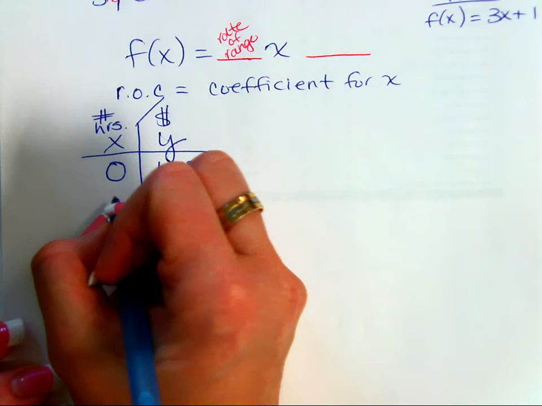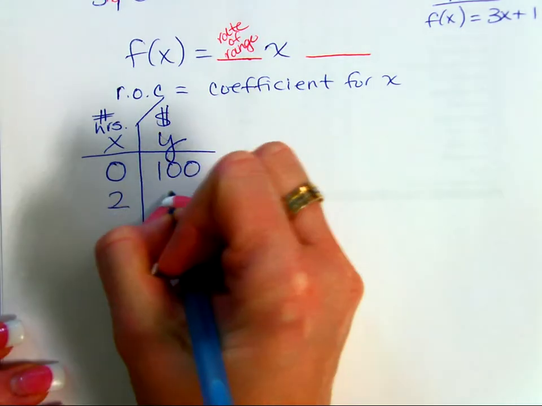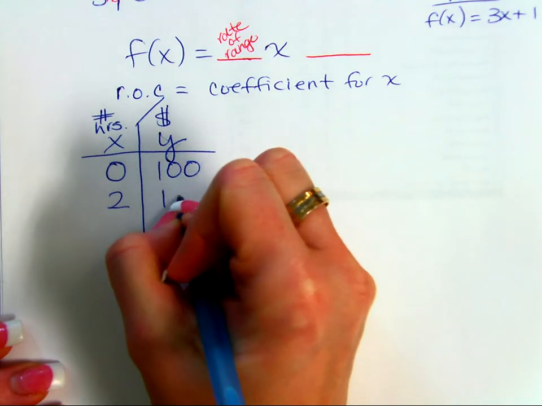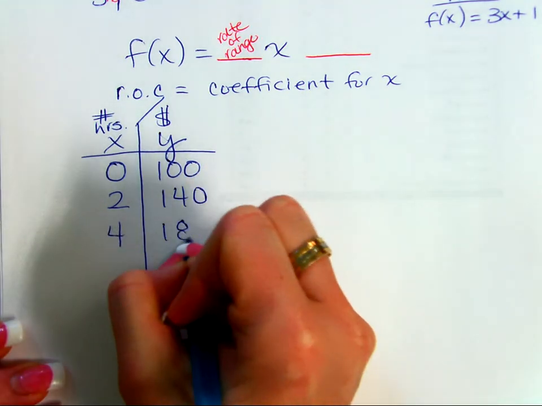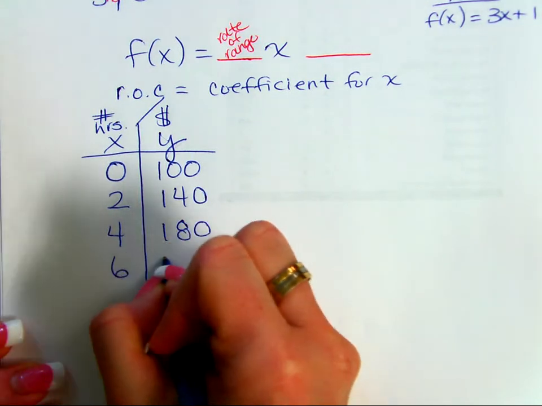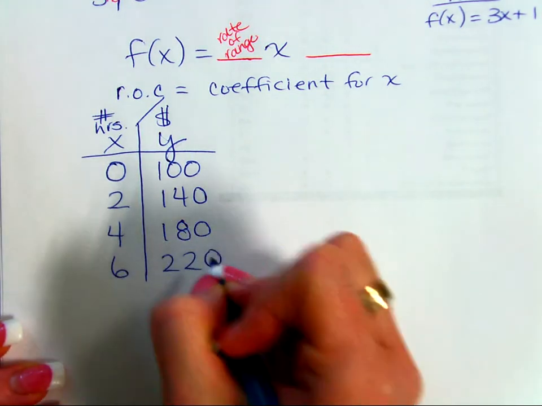So then they say, okay, but after working 2 hours, she will have earned $140. After working 4 hours, she will have earned $180. After working 6, she will have earned $220.